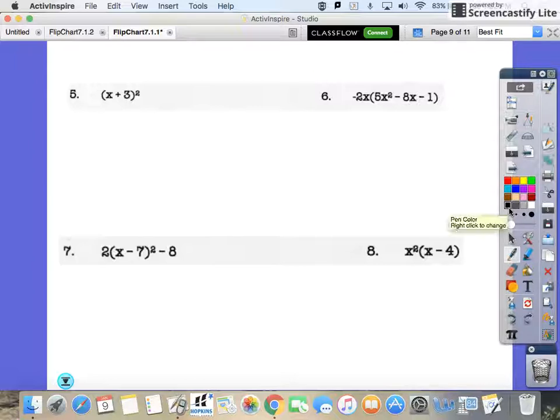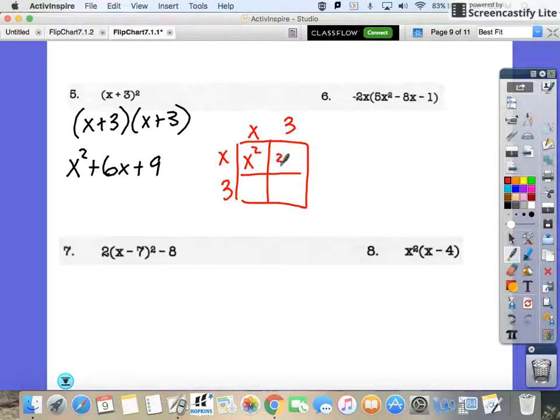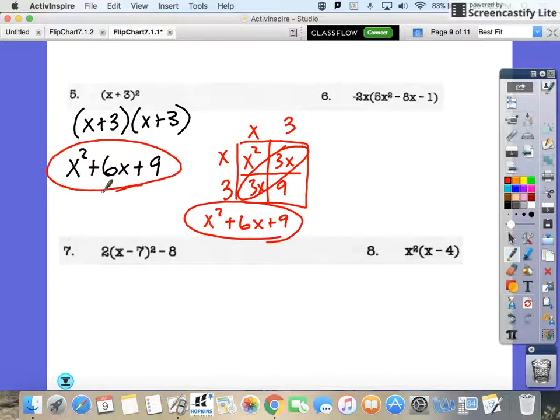All right, this one is a tricky looking one. Because it's squared, that means we have 2 of them. So we're going to go x plus 3, x plus 3. The shortcut says if you add 3 plus 3, you get 6x. 3 times 3 is 9. If that doesn't make sense, here you go. You get the same thing. This one just saves a little bit of time.